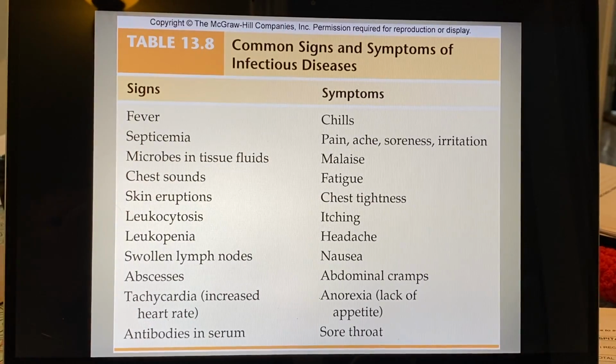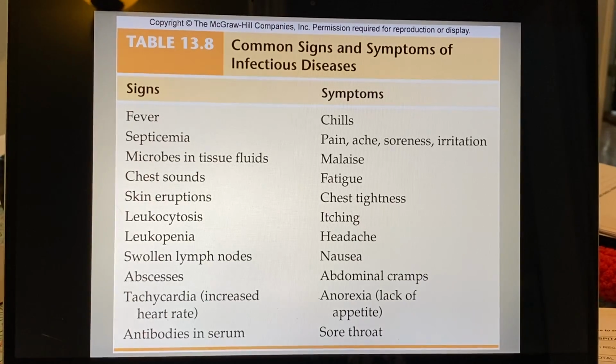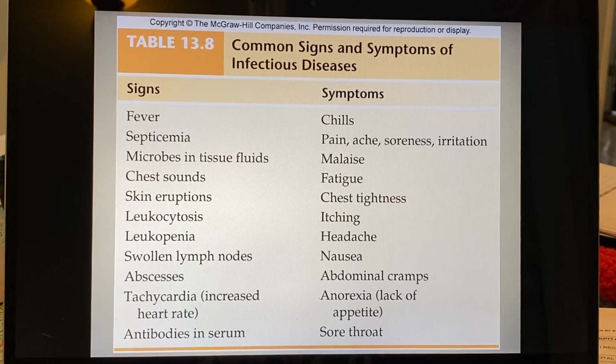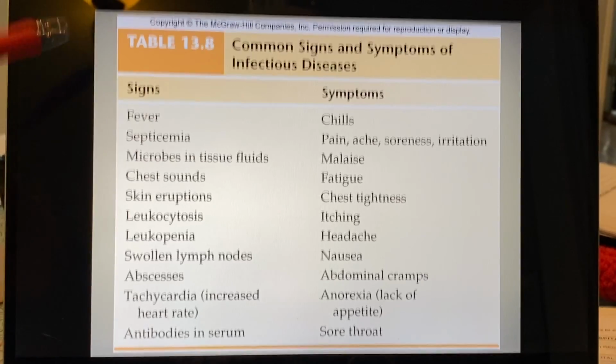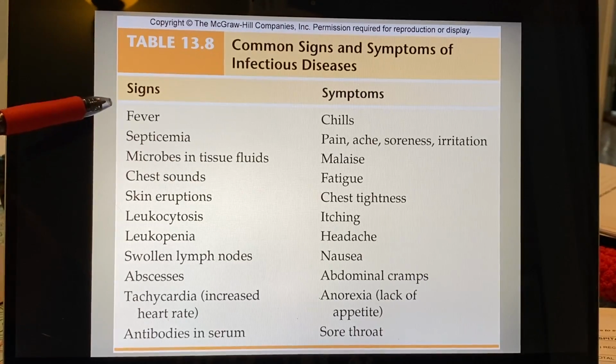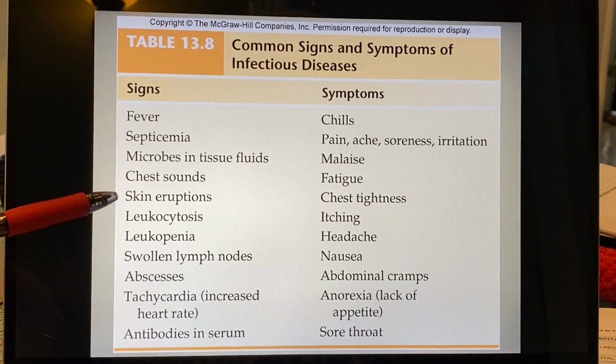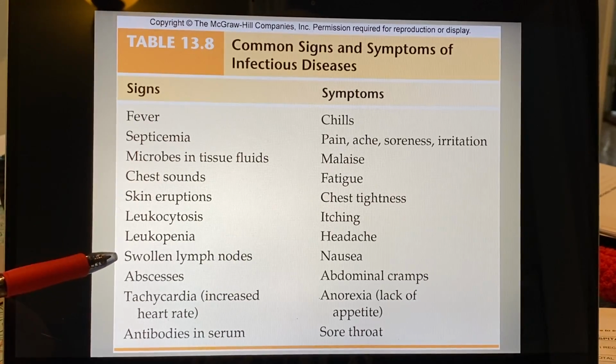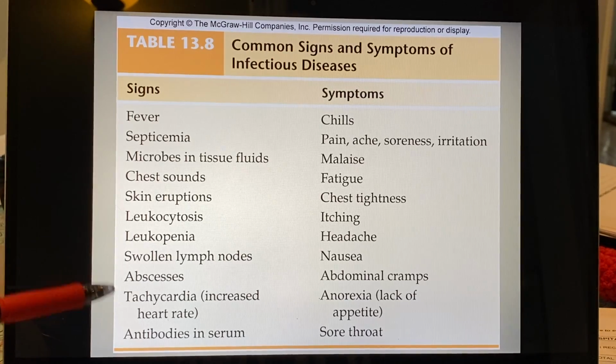So here are some examples of signs versus symptoms. Signs are things that you yourself can measure, but also things that are lab-based. It doesn't mean that you have to do the test, but if you're given a lab report and it gives you findings, that also counts as a sign. Obviously you can take the temperature of the patient, you can listen to their chest, you can examine their skin, palpate for swollen lymph nodes, listen to their heart rate.